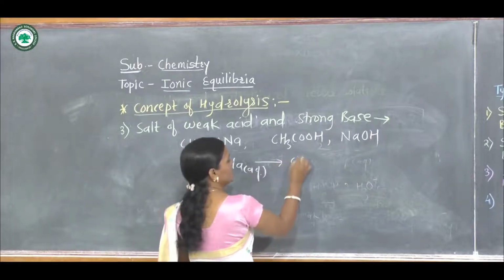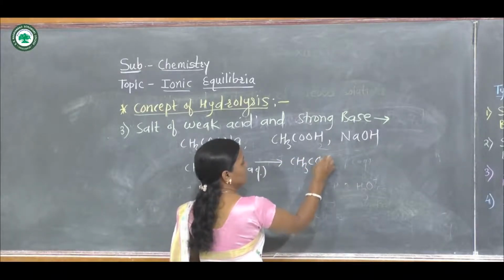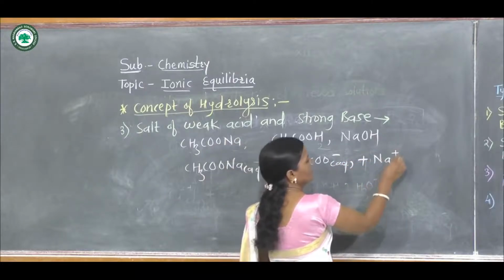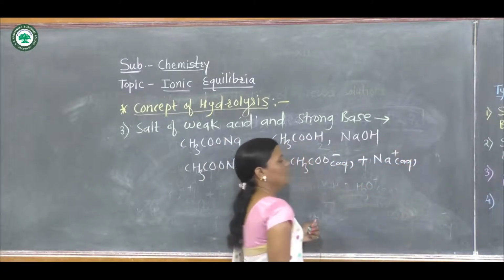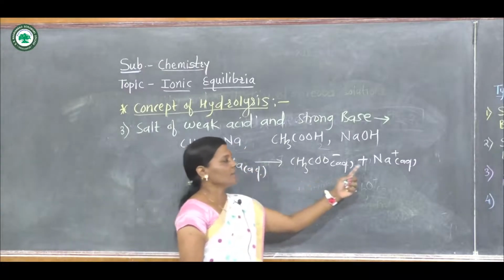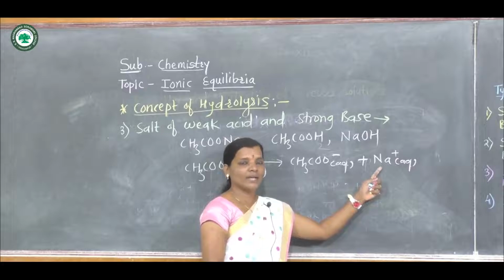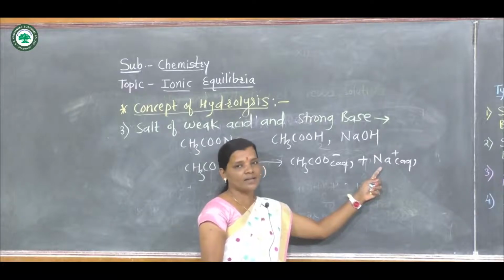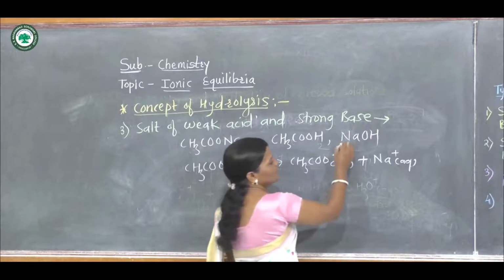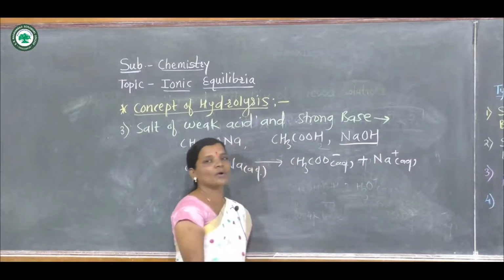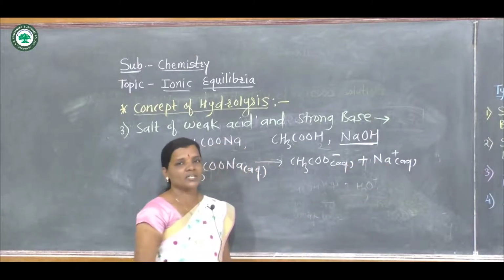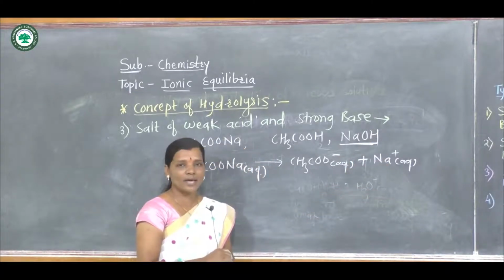Now from this reaction, Na plus ions do not have any tendency to react with ions of water, because if Na plus reacts with ions of water, the possible product is sodium hydroxide NaOH, which is a strong electrolyte.